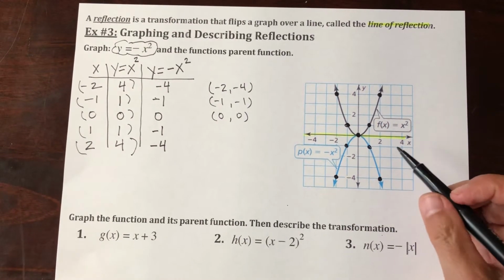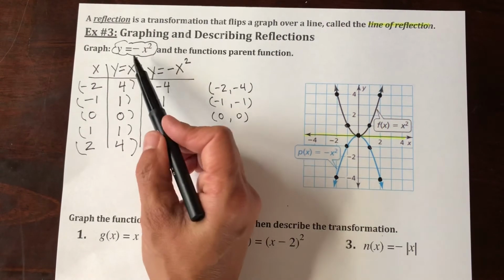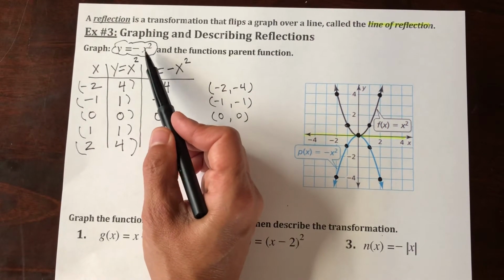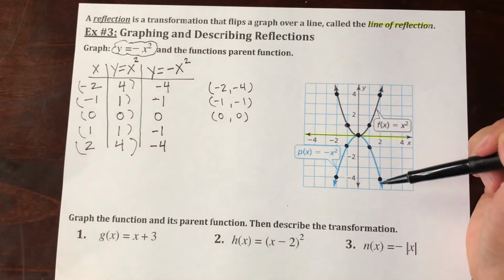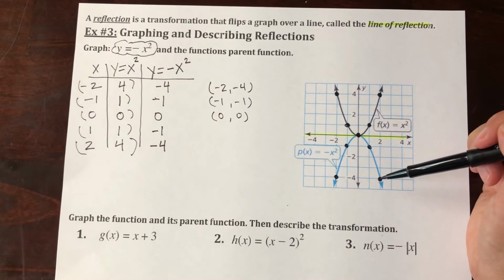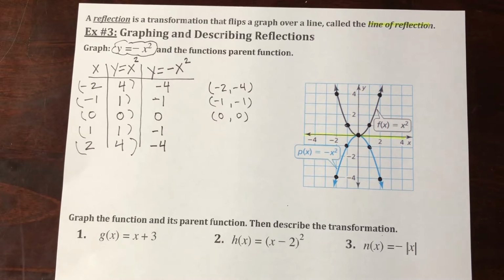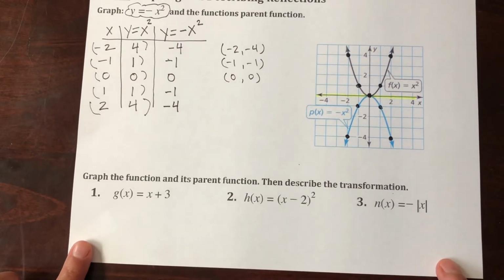So the negative in front of the function, when I took the opposite of the function, I got a reflection. So my graph was flipped over the x-axis. All right, let's review a little bit.